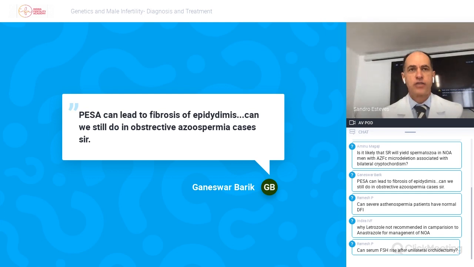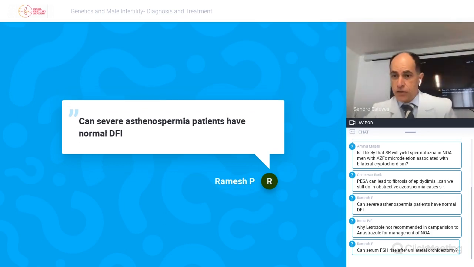So percutaneous aspiration can lead to fibrosis, which is very easy to overcome by testicular sperm aspiration. And you can freeze when you find good sperm, and you can also use the microsurgical approach.